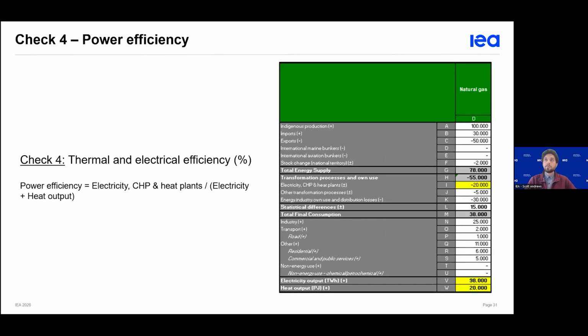And the final thing we're going to look at for checks is the efficiency. And the one to note for this is that it is a power efficiency or a combined thermal and electrical efficiency. So it's not just purely an electrical or heat efficiency, depending on what's been reported in the balance.